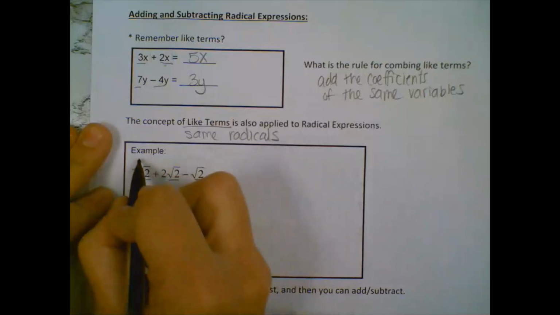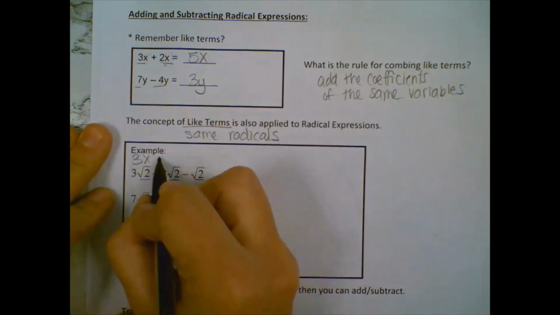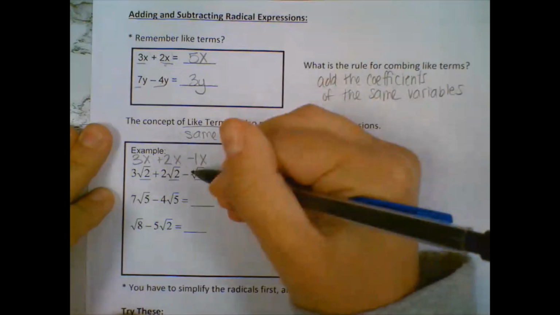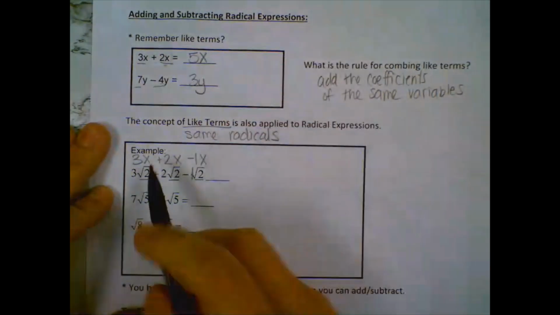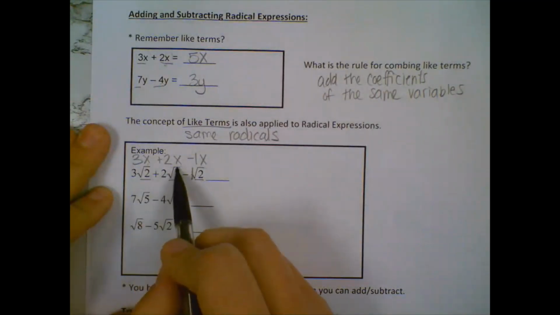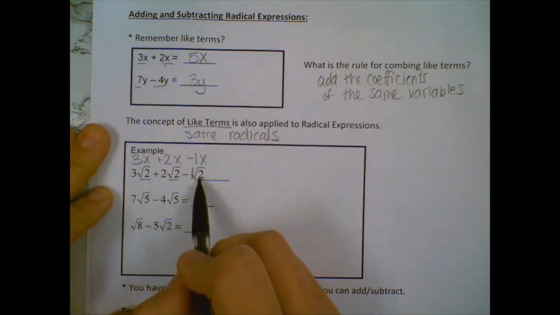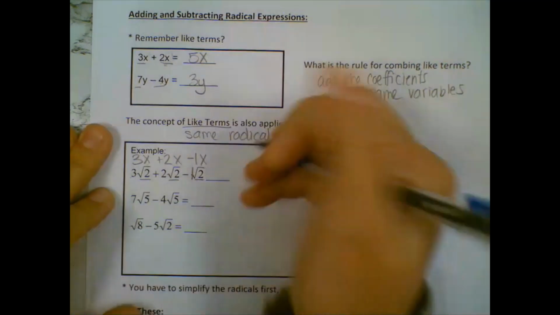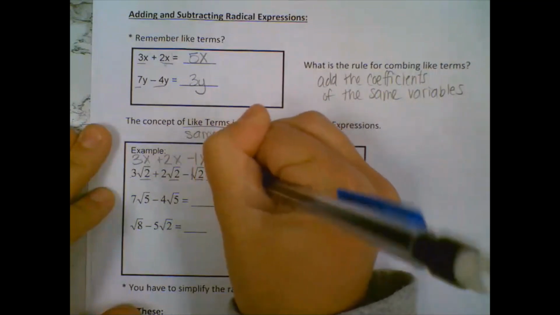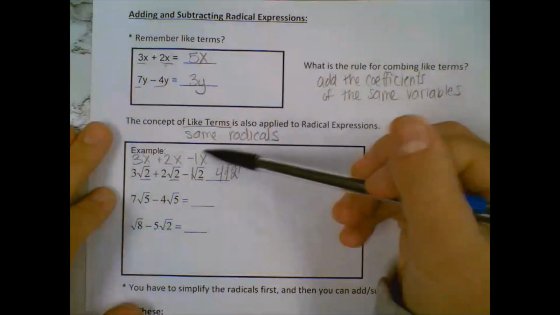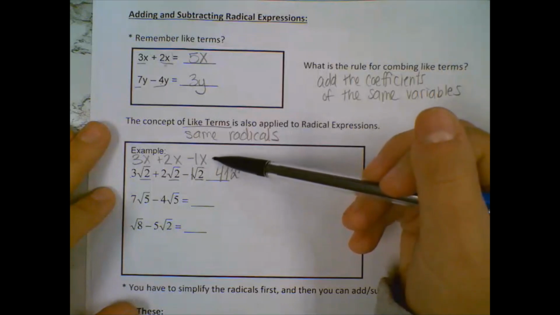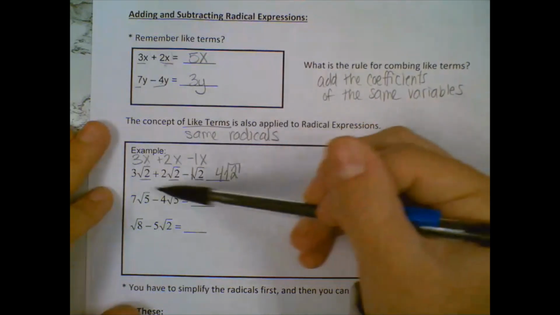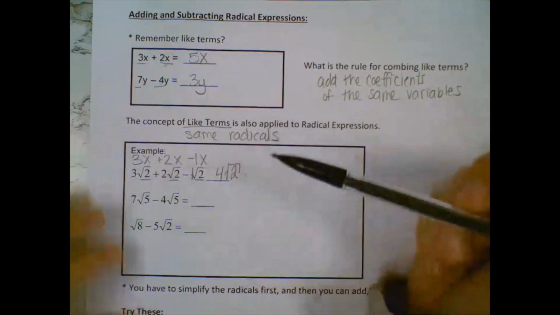So this problem right here is essentially the same thing as 3x plus 2x minus 1x. Same thing, if you don't see a coefficient, it's always 1. So you can see these are the exact same concept, but just a different representation because we're working with radicals. So 3 plus 2 is 5, 5 minus 1 is 4, so this is 4 square root of 2. And just like with variables, we do not change the variable, we do not change the radical. We're just tallying up how many of them we have, so we have 4 square root of 2's.